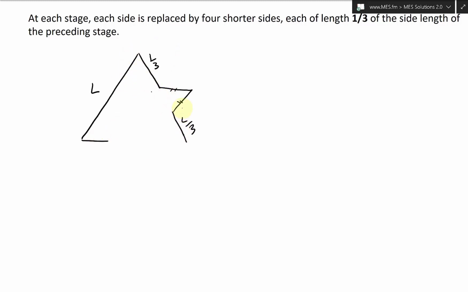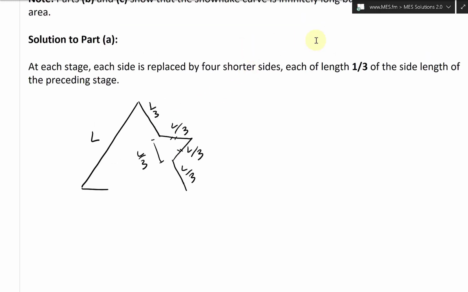And these are all equilaterals. This is going to be side L/3. And this is going to be L/3. And this is going to be L/3. And so this goes from 1 side to 4, and each one of them is a third shorter.